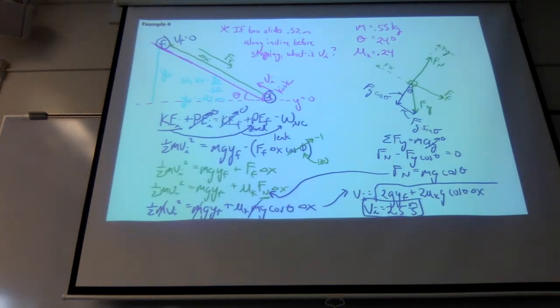Zeros and ones. Question: how many points would this problem be worth? How many points would that kind of problem be worth? Probably 30. Yeah. About a third of the test could be something like this.